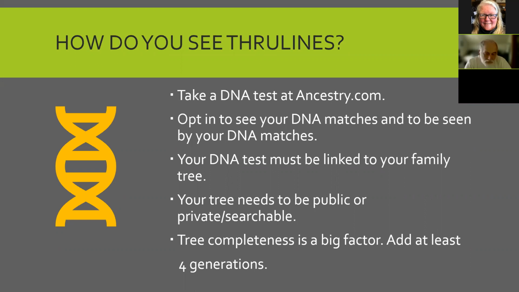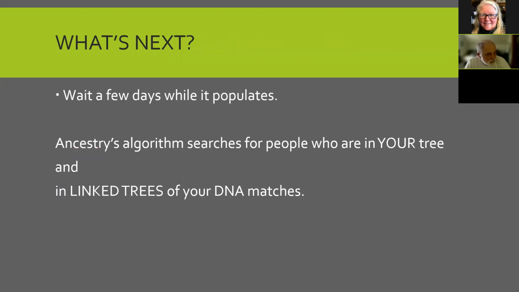Tree completeness is a huge factor. So you want to have as many generations as you can, but you want to have fullness in your tree completeness. The recommendation is at least 4 generations. Once you've linked your family tree, and you have your tree set as private and searchable, or set as public, you need to wait a few days while it populates. The first time I used it, it was probably 3 to 4 days. And anytime I've made a change, for example, I've unlinked someone or I've added a key person in, it really takes 3 or 4 days to fully implement that change.